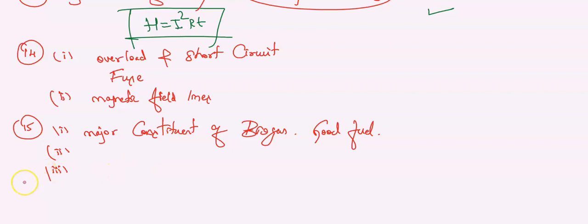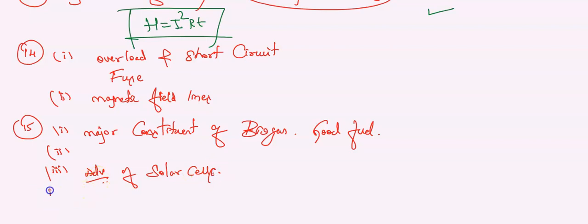Solar cooker, solar panel, solar water heater, solar cell, etc. Okay. Next question. Write the advantages of solar cells.